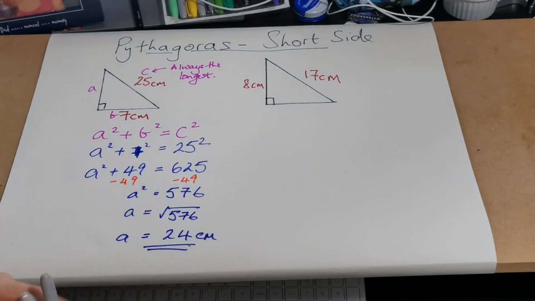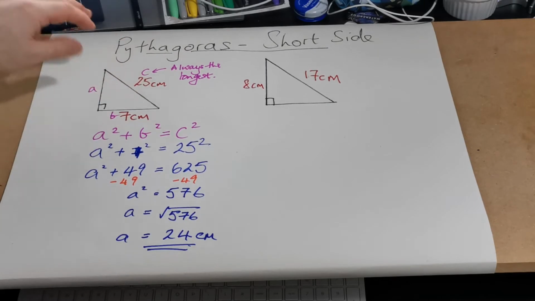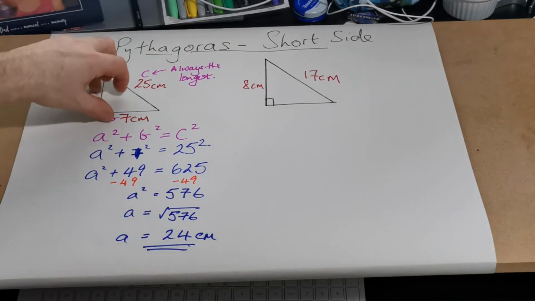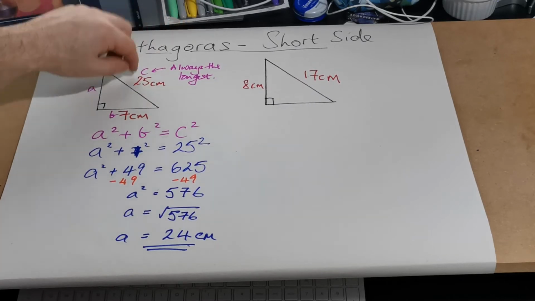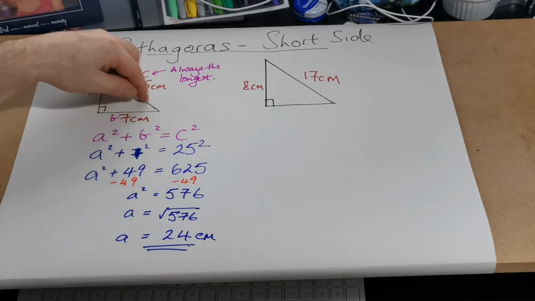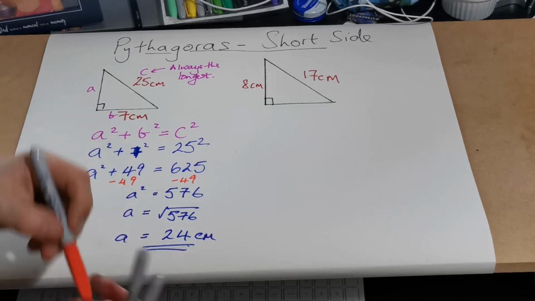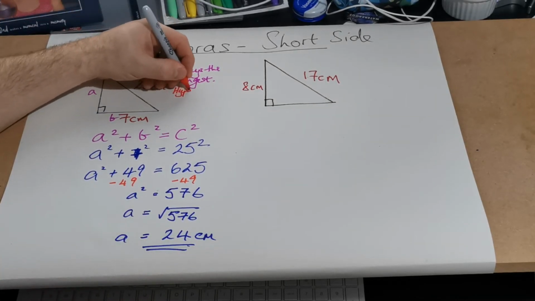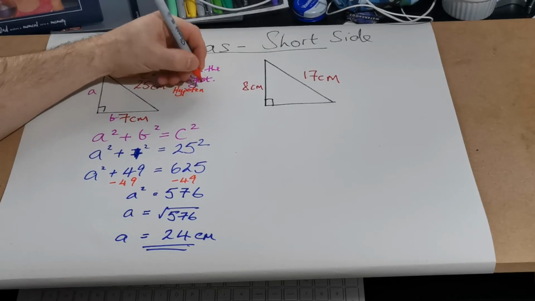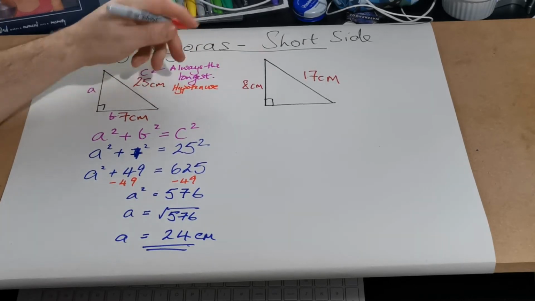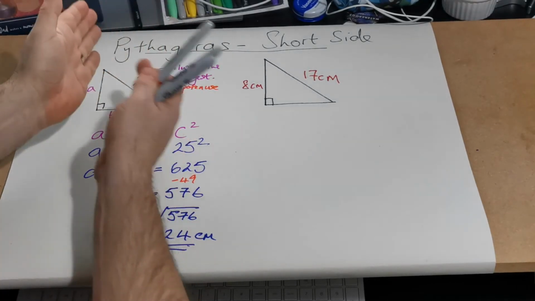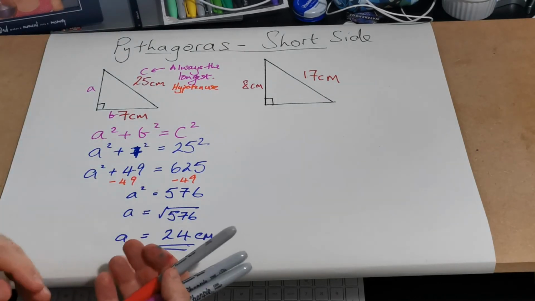So, process: you draw the diagram, write down your formula, decide your A, B and C, but C is always this long one, which we call the hypotenuse. I ought to add that in there as well. Hypotenuse. 3 words: hypo, ten, use. Hypotenuse. It's from the Greek, meaning opened out by, and it's the side that's opened out by the right angle.